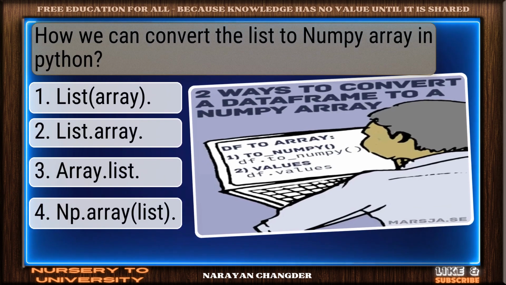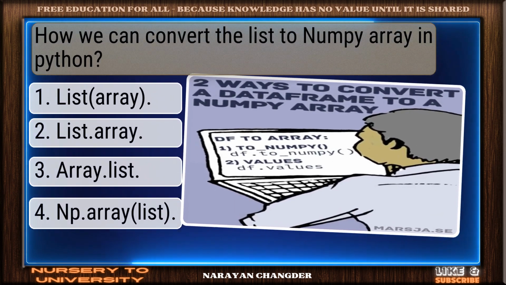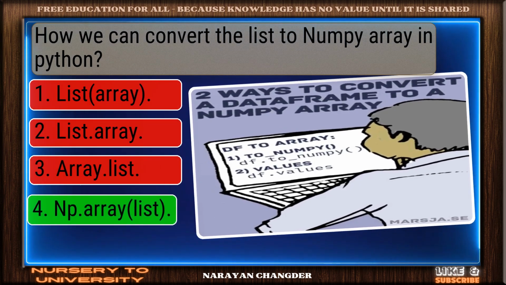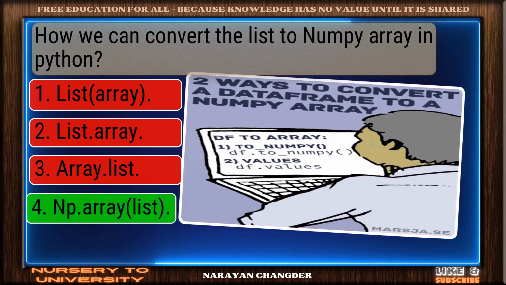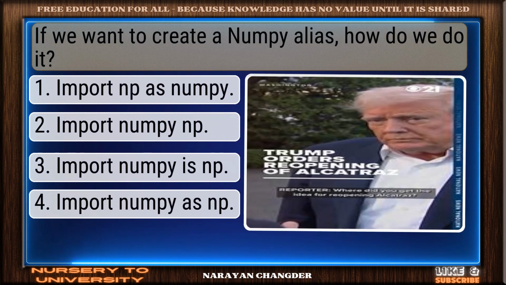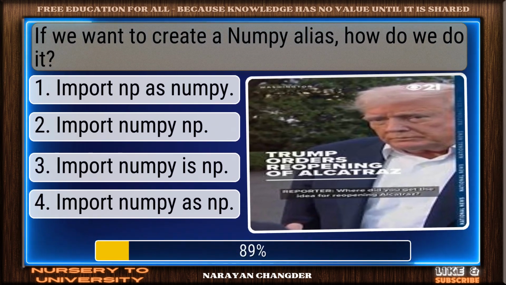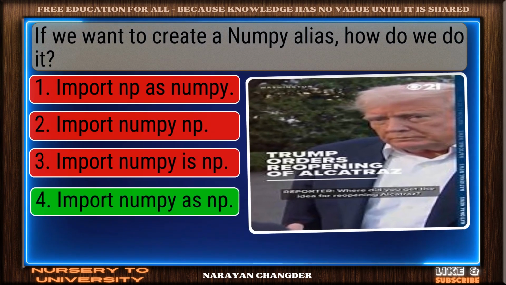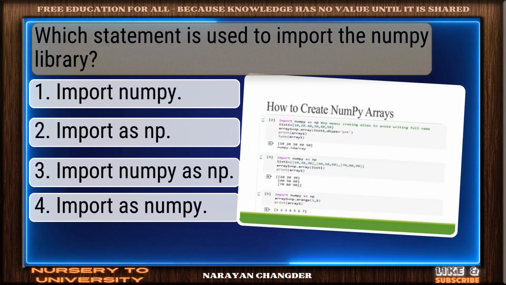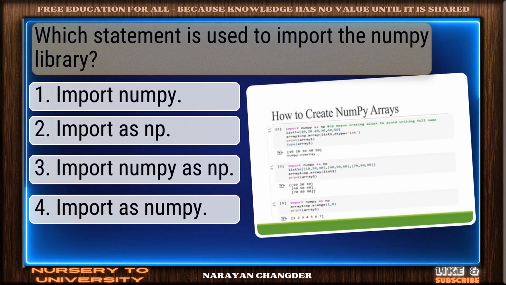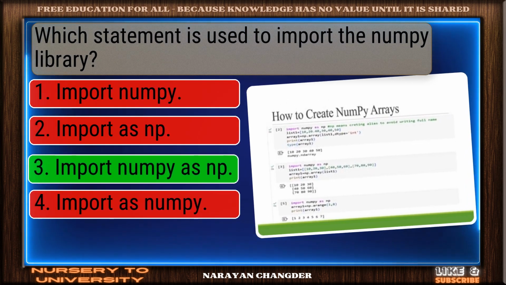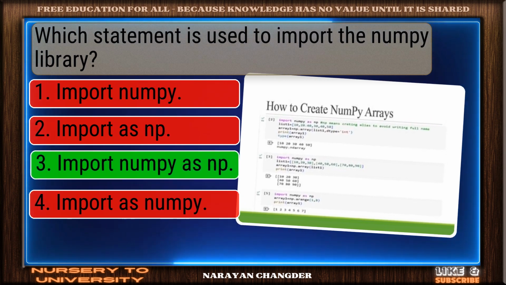Question number 23. How can we convert a list to a Numpy array in Python? You got it. Your choice, np.array, is right. Question number 24. If we want to create a Numpy alias, how do we do it? Great thinking. import numpy as np is the right choice. Question number 25. Which statement is used to import the Numpy library? Good thinking. import numpy as np is the right answer.